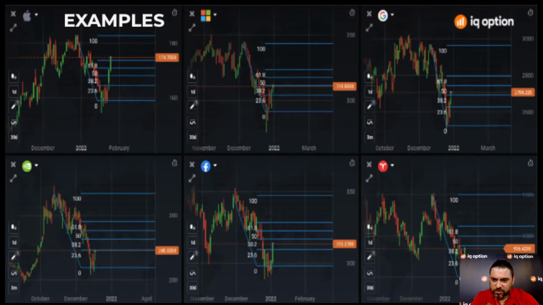What's TP and SL? TP stands for take profit, SL stands for stop loss. That's a good question, but yeah, very useful tools if you are doing long-term trading.